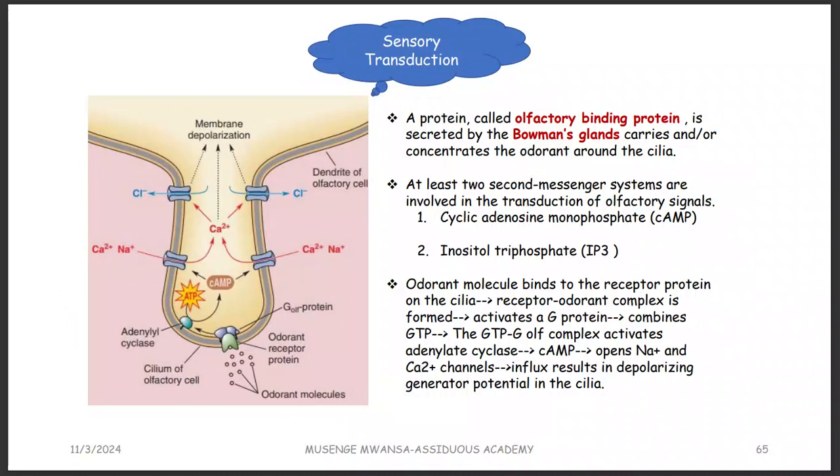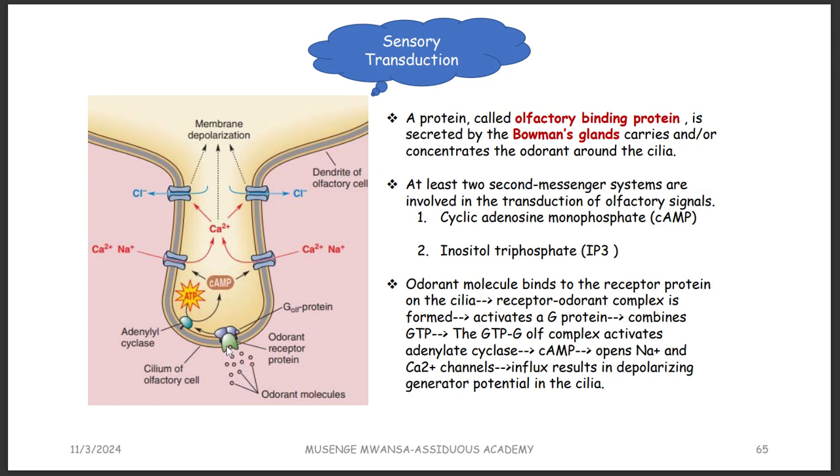So in our nose, we know we have got the olfactory epithelium that has got different types of cells. And what's happening is that we have got Bowman's gland, which releases the olfactory binding protein, which concentrates the odor. And so what will happen is that when this odorant attaches to the receptors, it is going to activate.